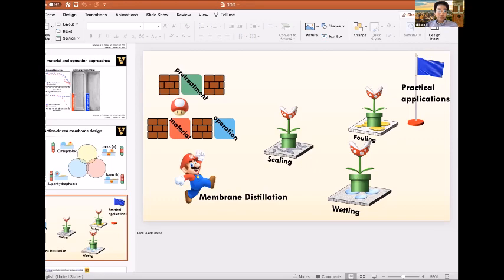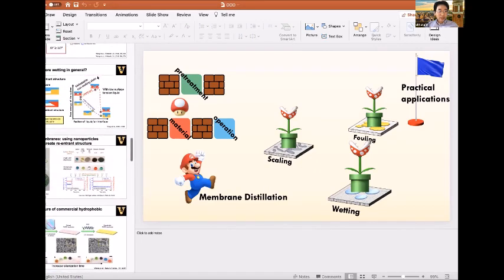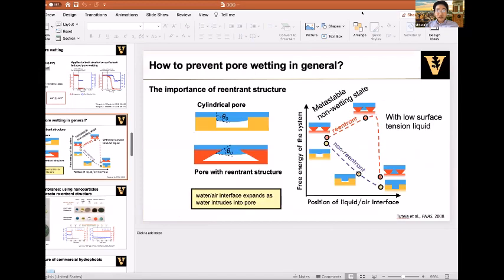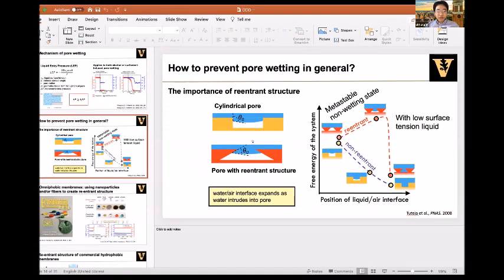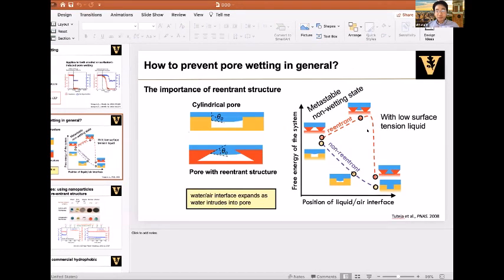For omniphobic membranes, the key is really the reentrant structure. Roughness is not that important. You need a structure with a small opening at the top and a larger opening as you get deeper. The idea is to have the expansion of the water-air interface as it moves downwards into the membrane, which is thermodynamically unfavorable. And that would give you this metastable non-wetting state. So that's the key for omniphobic membranes. Reentrant structure basically is the key.